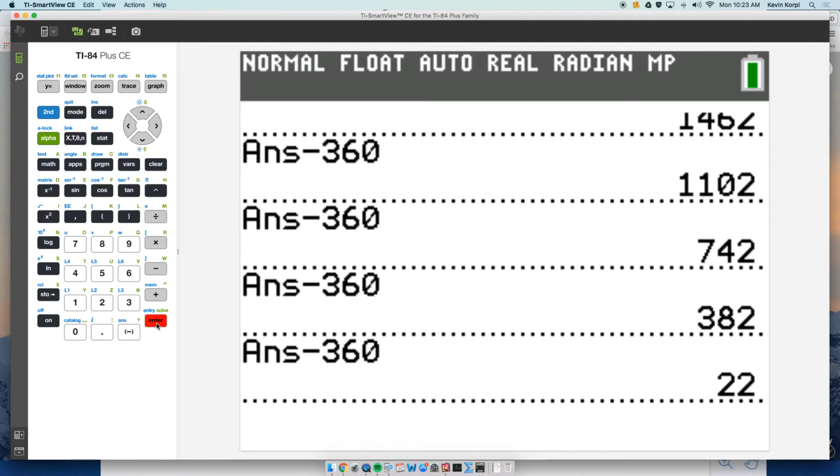So what do all those angles have in common? 22, 382, 742, 1102, 1462, 1822. They all have the same terminal ray, don't they? They all land at the exact same spot in the coordinate plane. Now, how many rotations did we have there? It looked like we subtracted it out 5 times. So if you want, let's go around 5 times. 1822. 1, 2, 3, 4, 5.